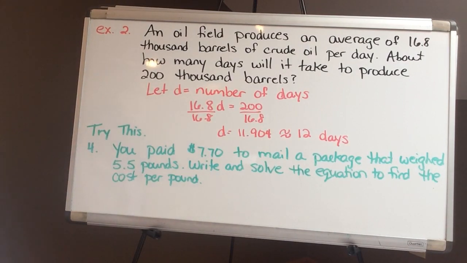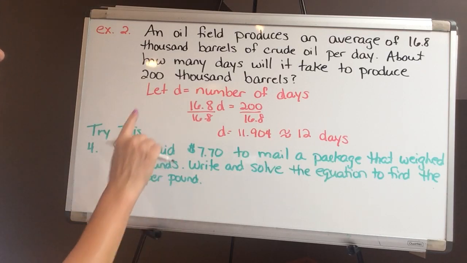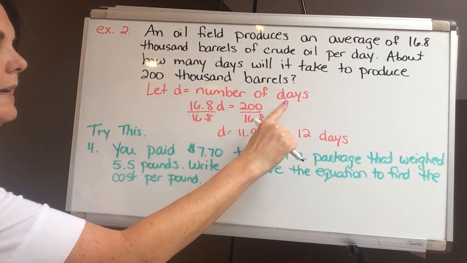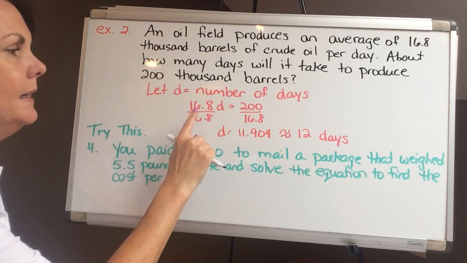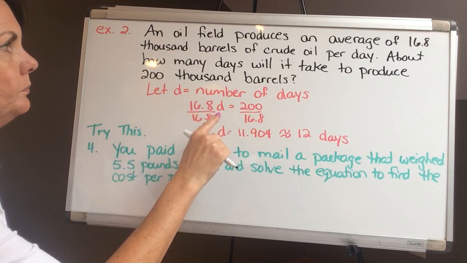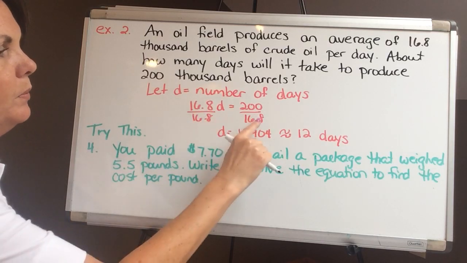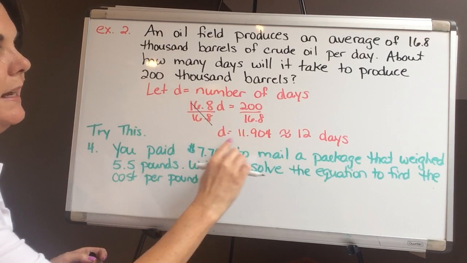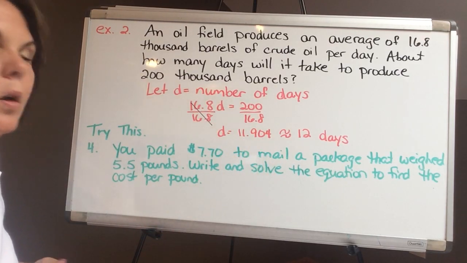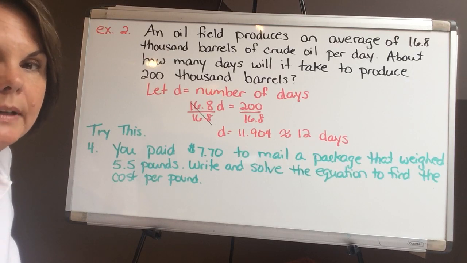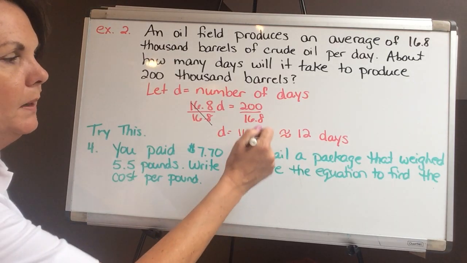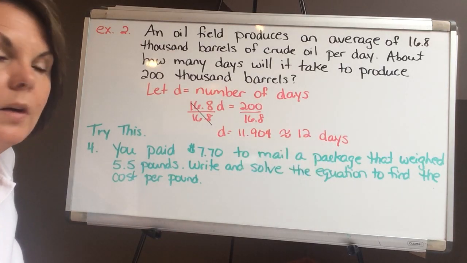Let's take a look at example 2. An oil field produces an average of 16.8 thousand barrels of crude oil per day. About how many days will it take to produce 200,000 barrels? Now, if I let D represent the number of days, I know in every day I'm going to get 16.8 thousand barrels of crude oil times the number of days. So now I'm going to divide both sides, and it would take 11.904, or roughly, if I round that up, to 12 days. I can't say 11 days because you still have this much. So this has to go to the next day, 12 days.